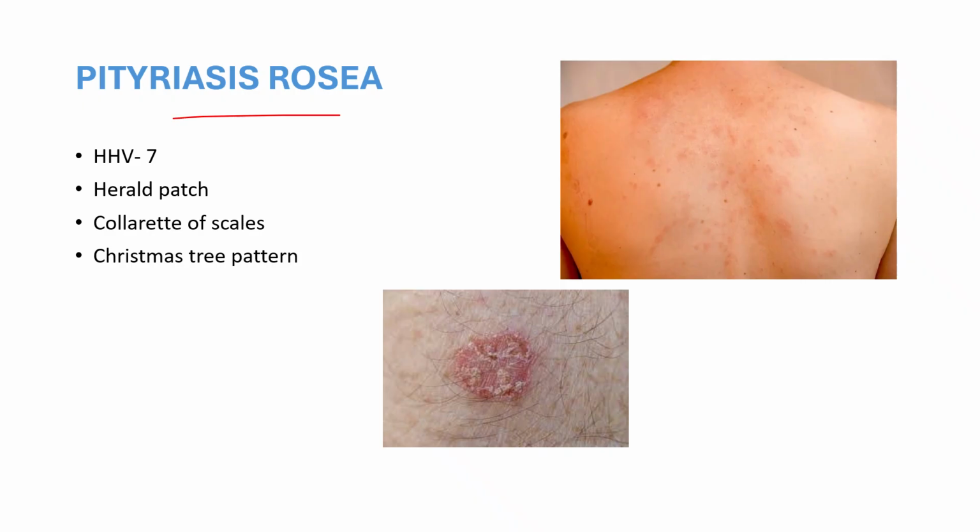Coming to pityriasis rosea. Pityriasis rosea is caused by HHV-7, human herpesvirus 7. Usually it has a herald patch. So that is like the description of pityriasis rosea. They may not actually describe it as herald patch. They'll say that initially there was a patch and then it finally spreads to the back, like in the Christmas tree pattern, or collarette of scales. So that is herald patch with collarette of scale. Herald patch means the initial patch, the first one, giving a hint that it is going to spread, and that is pityriasis rosea.